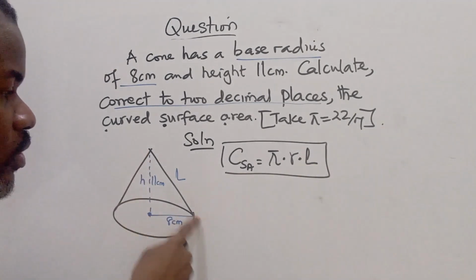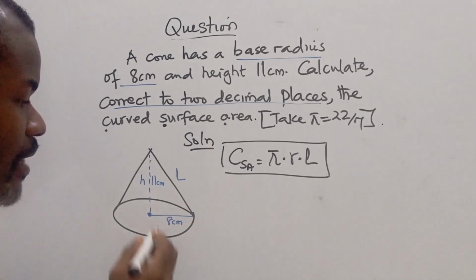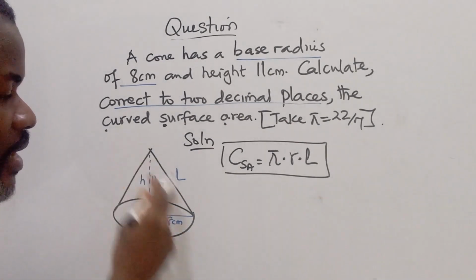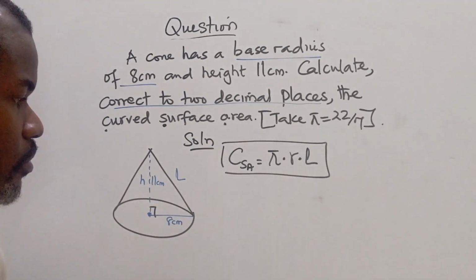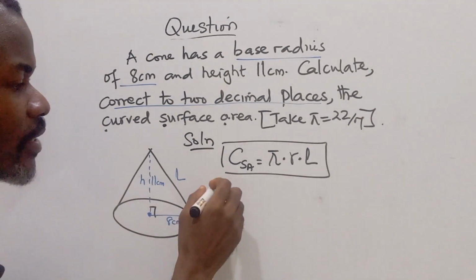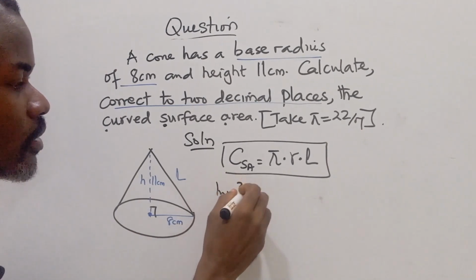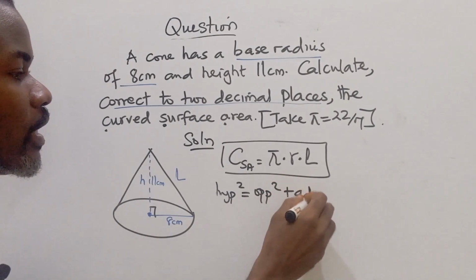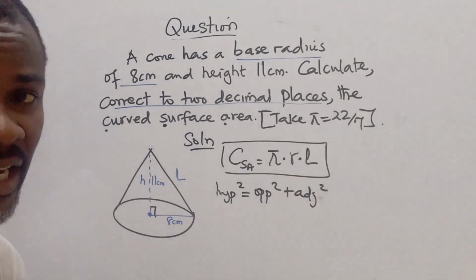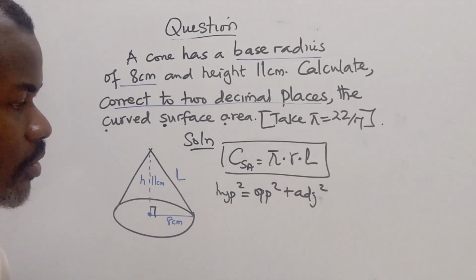Now, how do we solve for L? We can see that this is a triangle. This is 90 degrees, a right angle triangle, so we can use Pythagoras theorem. By the theorem, hypotenuse squared is equal to opposite squared plus adjacent squared. That's the Pythagoras theorem. So let's quickly substitute.